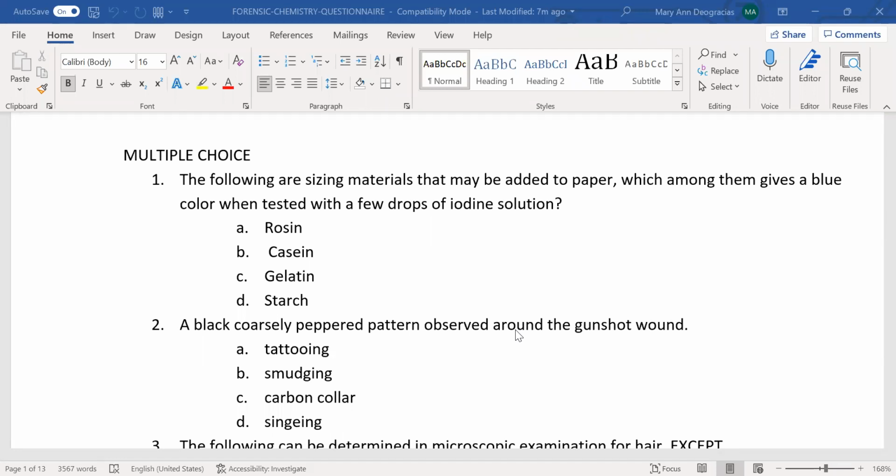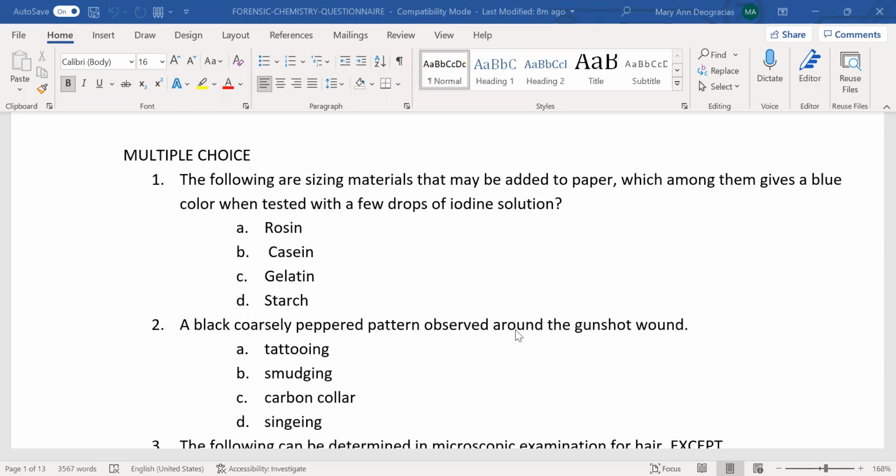So, the blue color is given by starch. Okay, take note. Starch will give a blue color with iodine solution. So, it's letter D. Ang rosin, ang positive result niyan is a brown color. Casein is pink. Gelatin is a yellow precipitate, and then starch is blue color when tested with iodine solution.